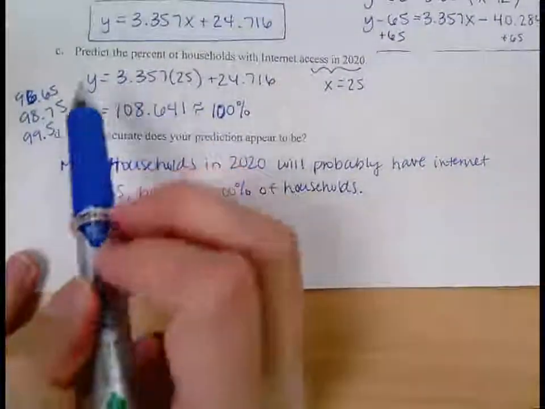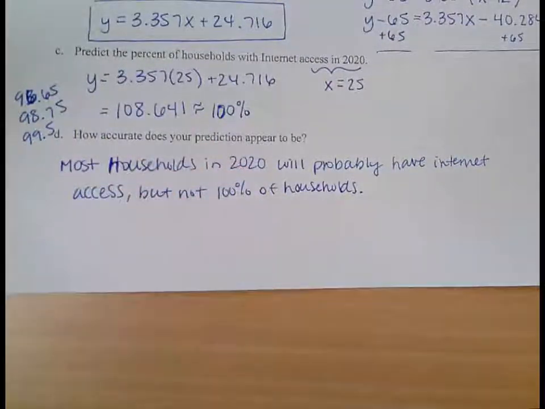So if you actually got one of these values, I would say your prediction is pretty accurate. My prediction, though, is a little high because I don't think 100% of households would actually have internet access. So does that make sense? Are there questions?